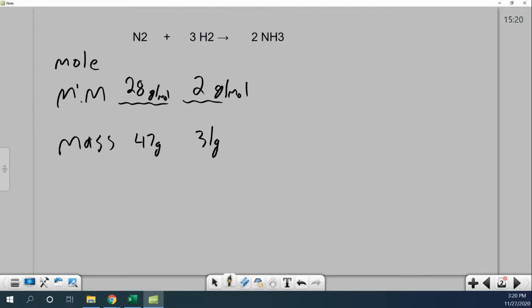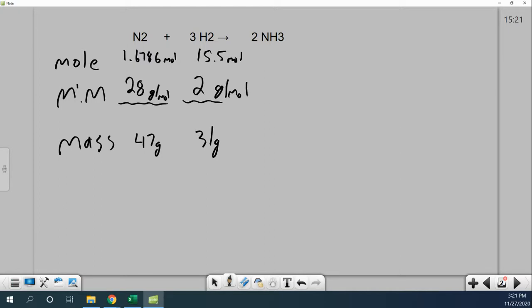So I need to convert those. 47 divided by 28. I will have 1.678 moles. Let's keep 4 decimals. I should be good with 4 decimals. And 31 divided by 2. Well, I should be able to do that one in my head. Come on, Mr. Burns. That's 15.5 moles. Okay. So now I know how many moles of each reactant I have.